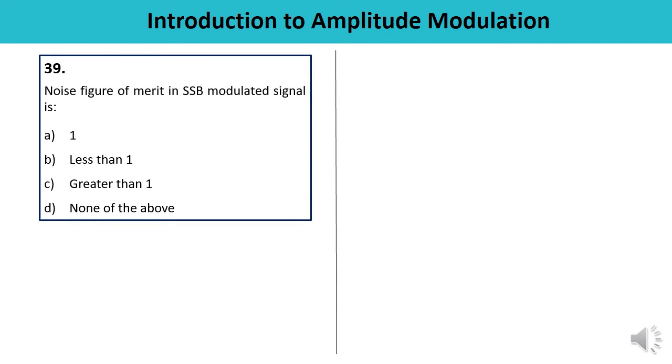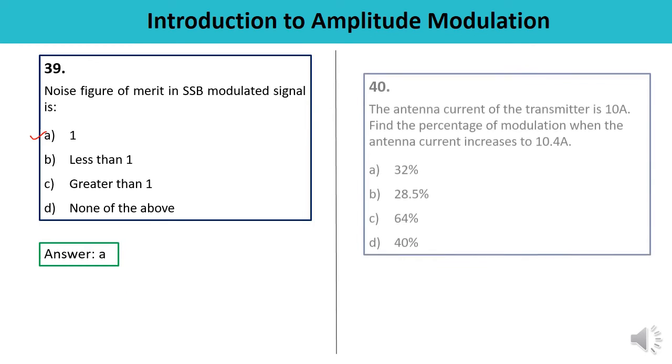Next question about the noise figure. Noise figure of SSB. SSB is single sideband modulated signal. So the noise figure in this particular case is 1. You can easily pick this answer and this is the correct one.